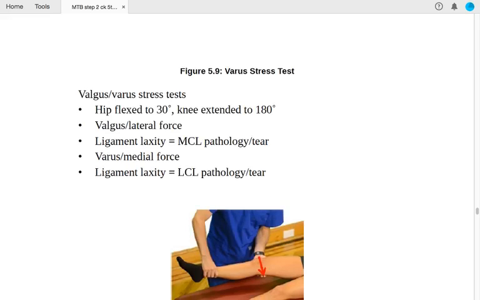Now, valgus and varus stress test. The hip is flexed to 30 degrees, with the knee extended to 180 degrees. That's because of all the valgus and lateral forces, right? So hip flexed to 30, knee extended to 180, and it should be a valgus, lateral force.